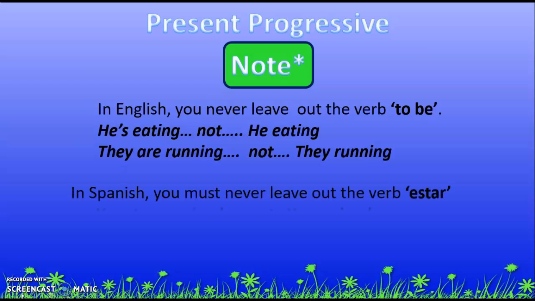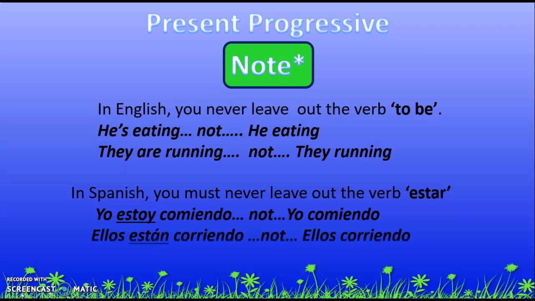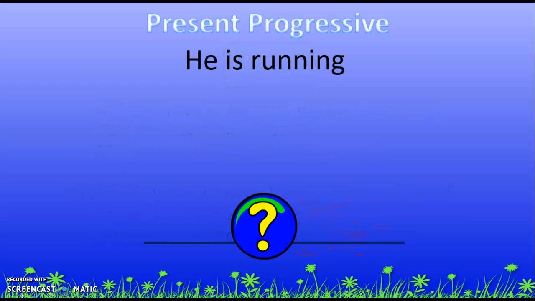Same thing in Spanish. You can't leave out the verb estar. Yo estoy comiendo. You cannot say yo comiendo. Ellos están corriendo. They are running, not ellos corriendo. Those would not be correct grammatically. You need to have the verb estar as part of this particular present progressive tense. So let's do a few more.